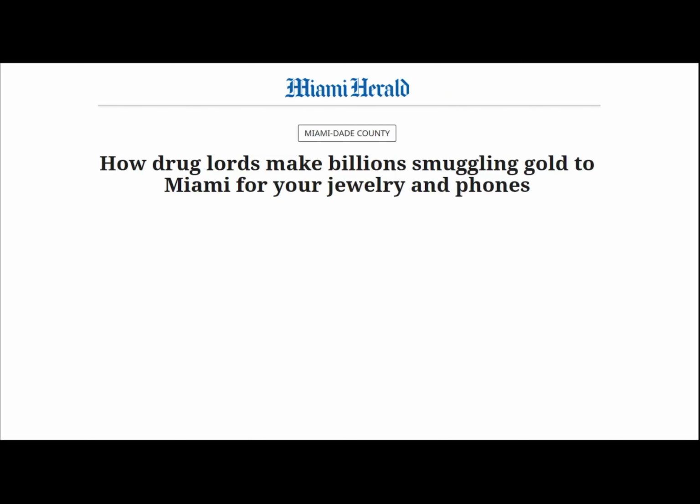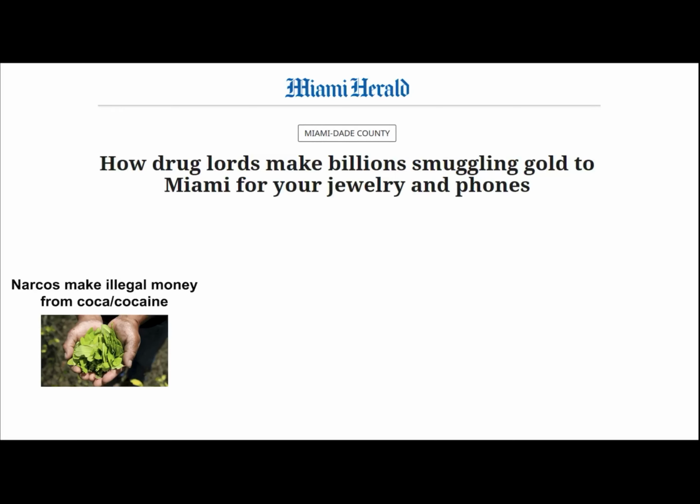So that's a fantastic headline, but let's unpack the exact reason this is happening and the cause of this. So basically, you have narcos in different areas along the Andean foothills in South America that are making illegal money from growing coca leaves and turning that into cocaine. Once they make money from cocaine, they have dirty money, and they need to somehow launder that illegal money. They transform that money into economically transparent legal money.